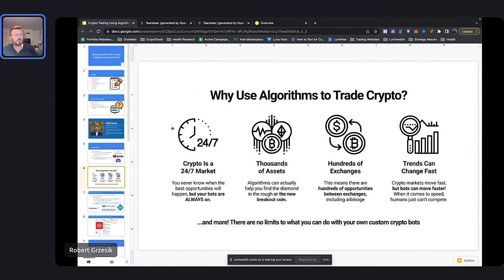cryptocurrency. Crypto is a 24/7 market, right? So if you want to trade this stuff manually, it's going to be very difficult for you to do this stuff manually with crypto. Things happen overnight. I don't know about you, but I like to sleep, right? So, if you're trading crypto, a lot of things can happen overnight that could really, really move markets.